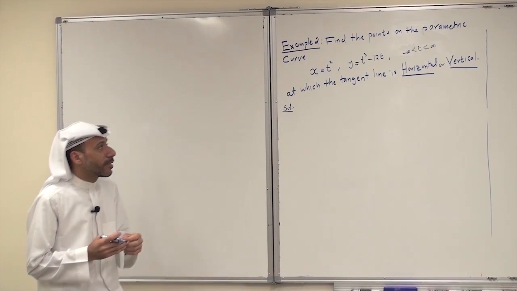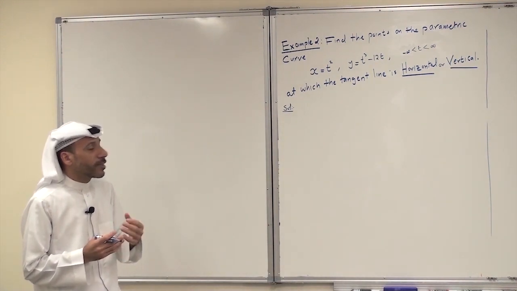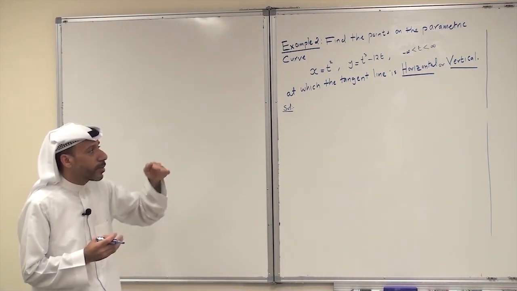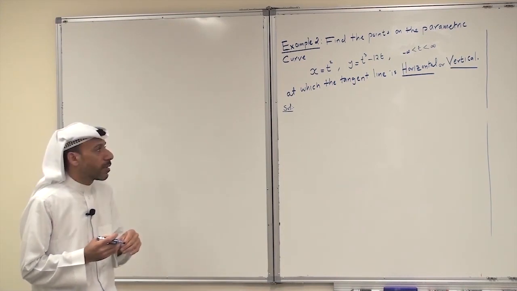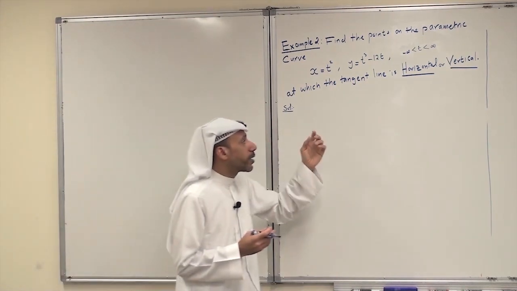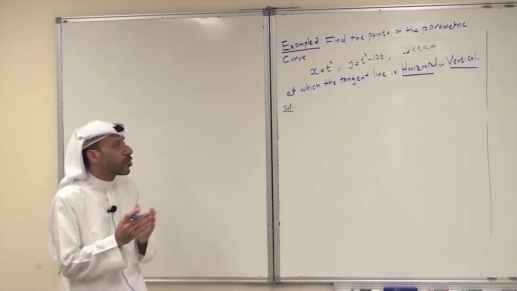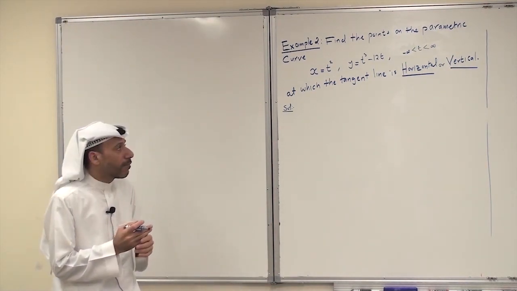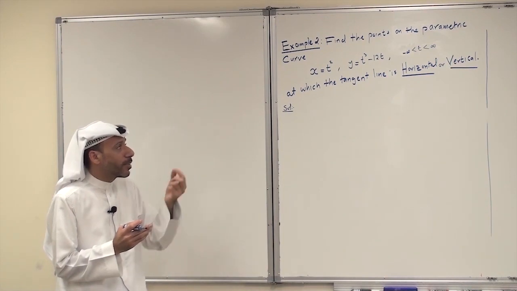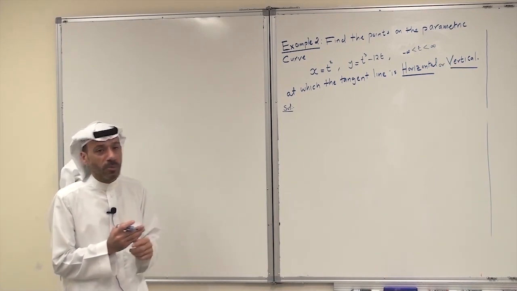For the tangent line to be horizontal, well, the slope has to be 0. And for the tangent line to be vertical, the slope has to be undefined. The answer depends on the computation of the slope.